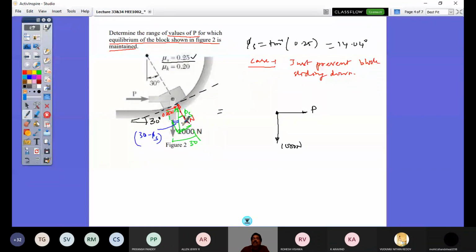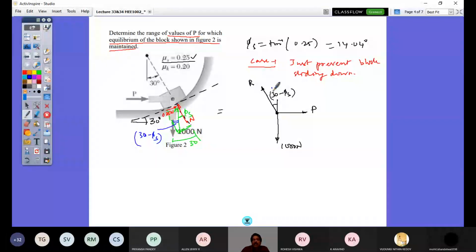Phi s is only 14.04, right? So this is that angle. So I would have here R to the vertical with this angle 30 minus phi s. So you got phi s is 14.04 degrees. So what is this angle going to be? This angle here would be 15.96 degrees. So this is very straightforward. I can find the value of P for this case by applying Lamy's theorem.